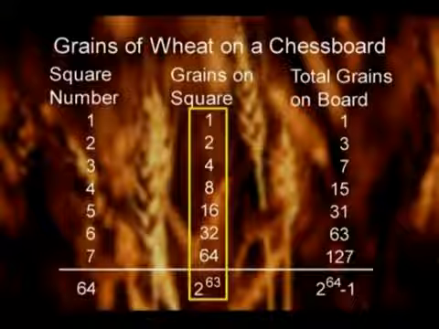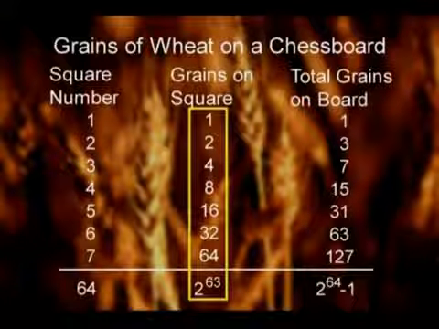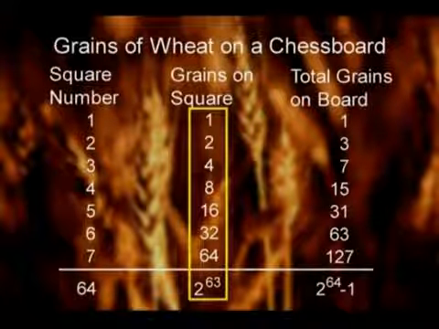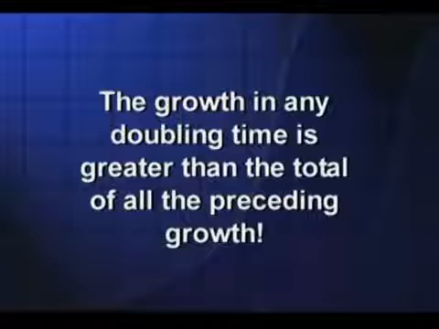And you say, how'd you get such a big number? Well, it was simple. We just started with 1 grain, but we let the number grow steadily till it had doubled a mere 63 times. There's something else that's very important. The growth in any doubling time is greater than the total of all of the preceding growth.